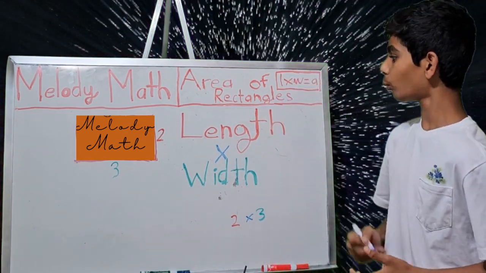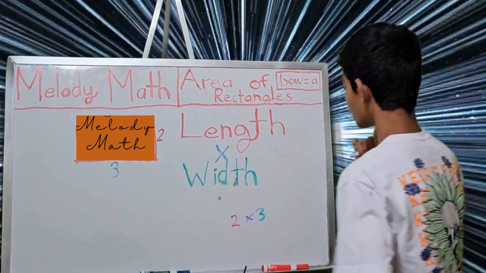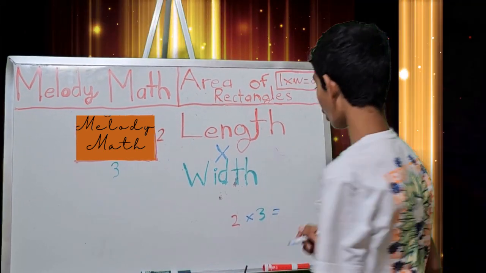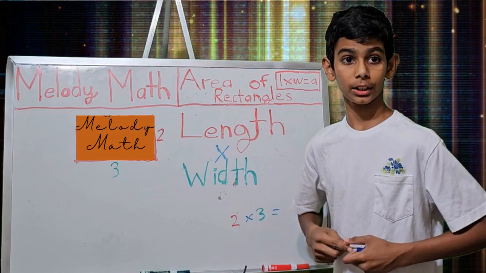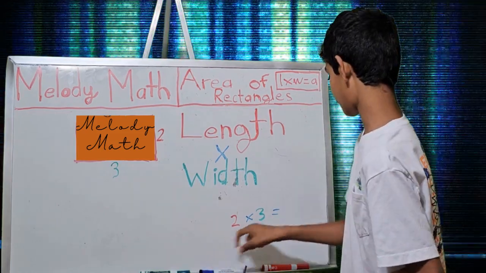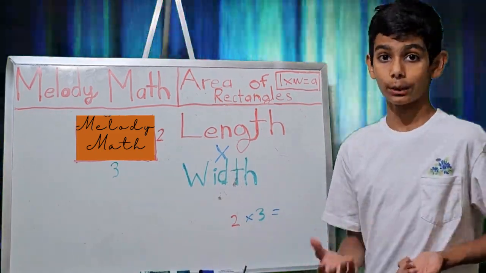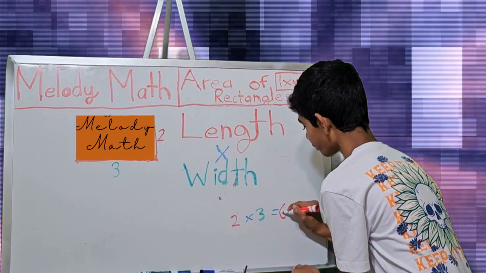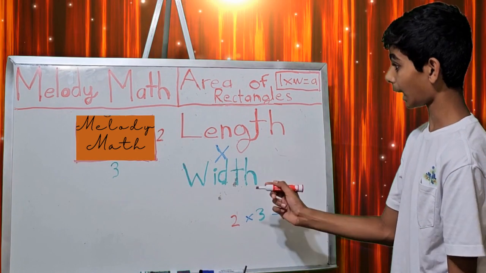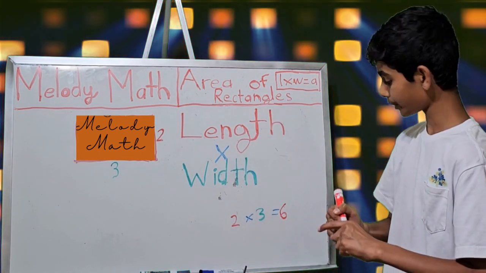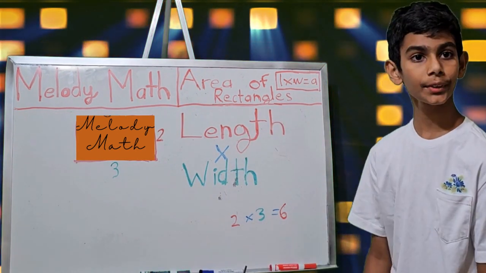So what is 2 times 3? 2 times 3 is also 3 times 2, which is 3 plus 3. And 3 plus 3, we know, is equal to 6. So that means 2 times 3 is equal to 6, and that's also the area for this rectangle.